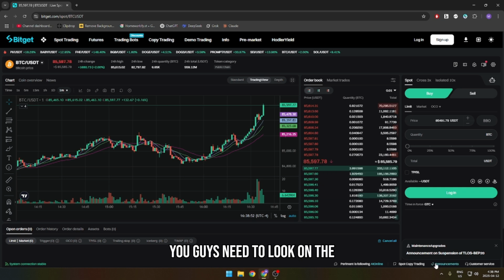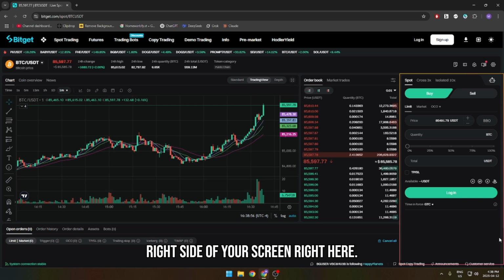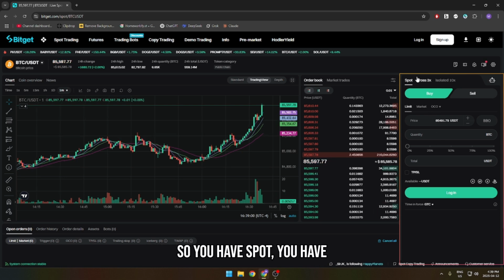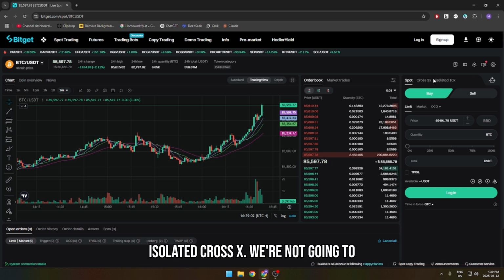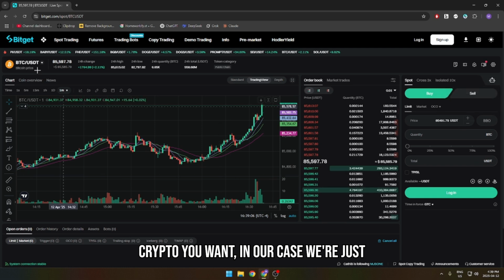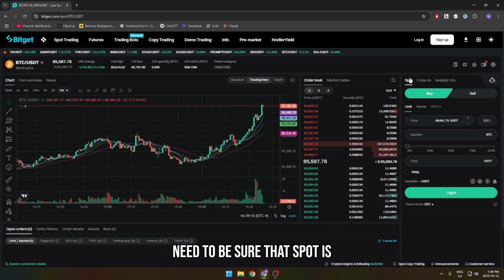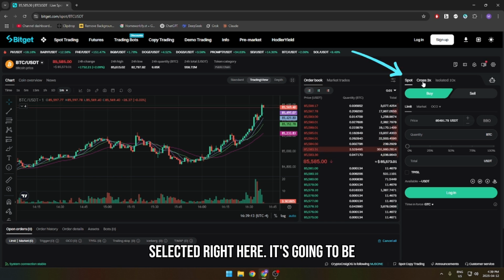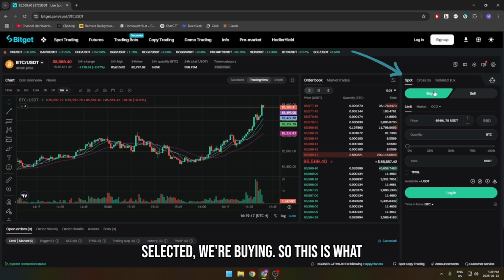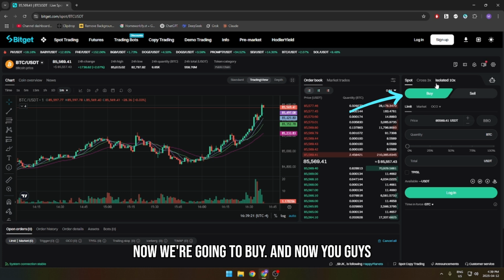So you guys need to look on the right side of your screen right here. So you have spot, you have isolated, cross-X. We're not going to focus on that. So in order to buy any crypto you want, in our case, we're just going to take Bitcoin, for example. You need to be sure that spot is selected right here. It's going to be underlined in white. So spot is selected, we're buying. This is what the sell is going to look like, but right now we're going to buy.